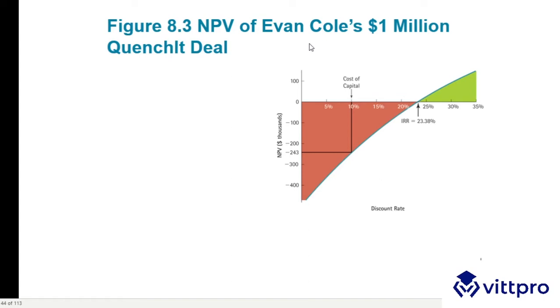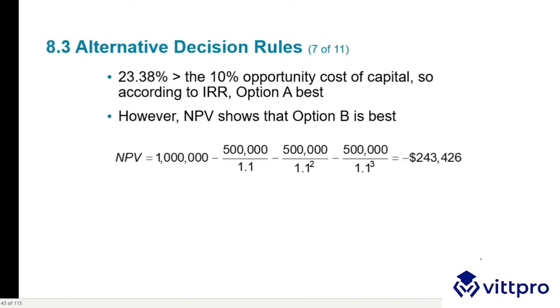But let's say we reverse the sign, right? We say it's minus 1 million plus 500,000, plus 500,000 and plus 500,000, then also you will get the same result. In that case, the option is different now, right? Whenever there is a conflict, we always use the NPV as the standard method of solving it.